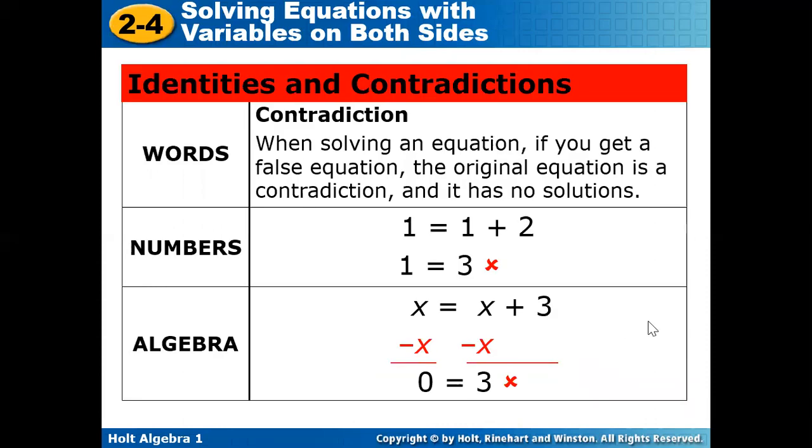A contradiction. 1 is equal to 1 plus 2, 1 is equal to 3. Well, no, that's not true. 1 is not equal to 3, so that is false. Here, once again, we got to get rid of the x on this side. Subtract x, we get 0 because x minus x is 0. And then we have 0 plus 3. 0 does not equal 3.